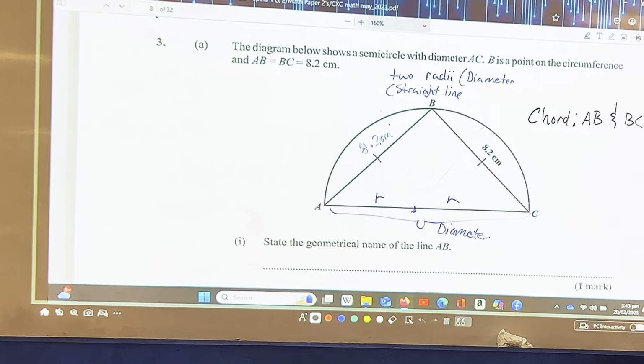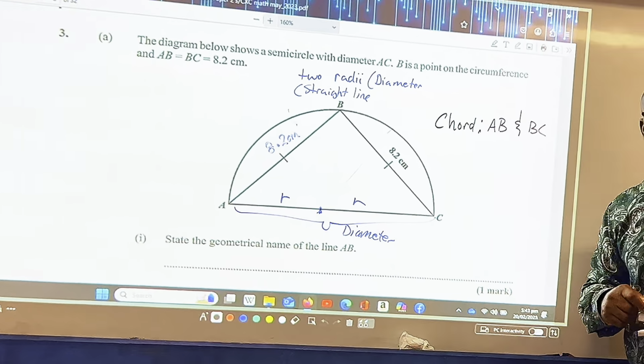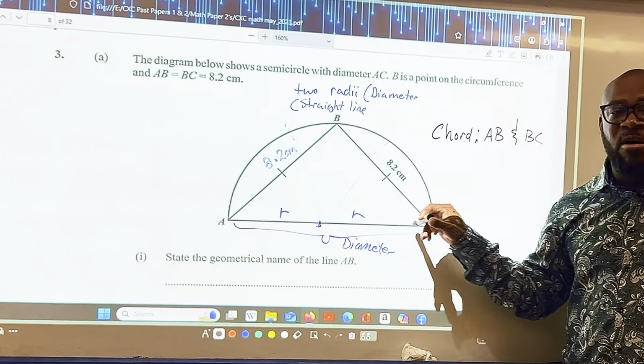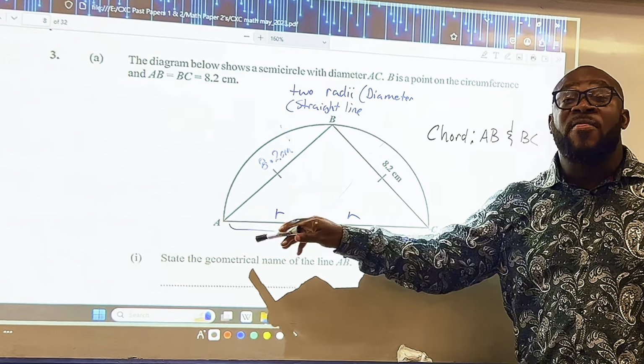Now, what is the definition of a chord? A straight line that goes from circumference to circumference, but it does not have to go through the center. That means the diameter is a special type of chord. The diameter goes from circumference to circumference, but it goes through what? The middle.